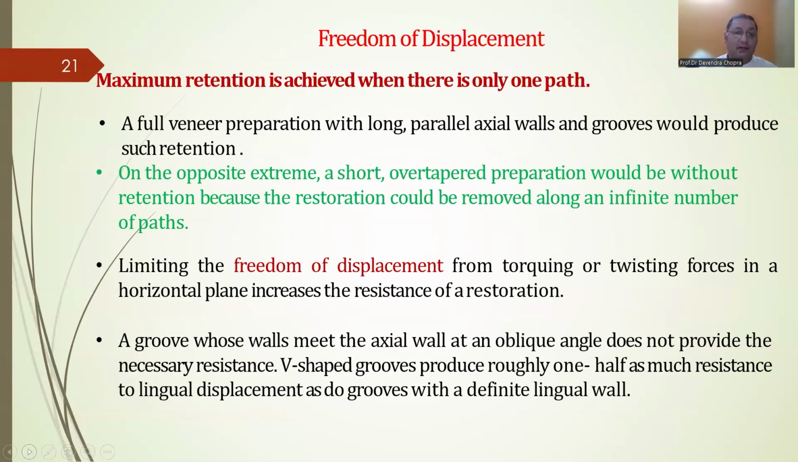Now, freedom of displacement. This is another important entity. Maximum retention is achieved when there is only one path. And if you accidentally create multiple paths of insertion, definitely your crown and bridge is not going to last for long. So, a full veneer preparation with long parallel axial walls and grooves would produce such retention. Limiting the freedom of displacement, as I have told you, how can you limit it? By only giving one path of insertion, against torquing or twisting forces in a horizontal plane, which increases the resistance of your final restoration. Next slide.